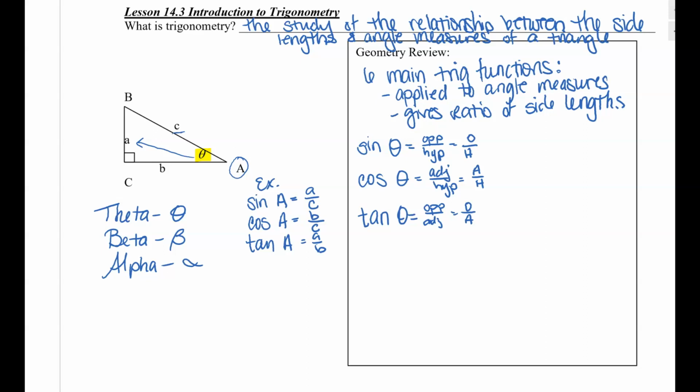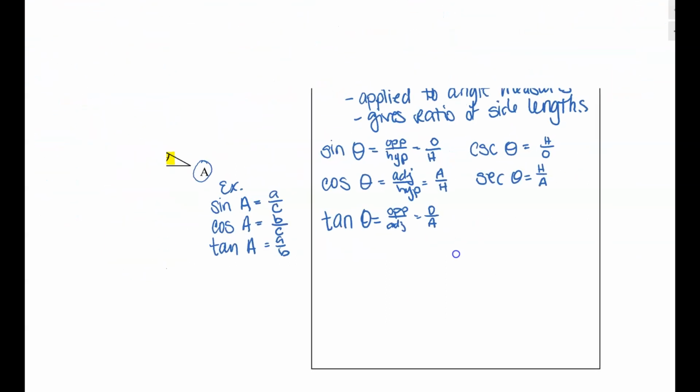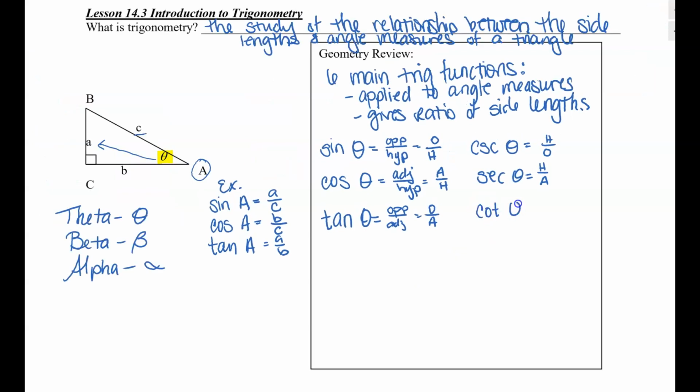They have reciprocals. The reciprocal of sine is cosecant. So that's hypotenuse over opposite. The reciprocal of cosine is secant. So that is hypotenuse over adjacent. And the reciprocal of tangent is cotangent. So the cotangent of theta is adjacent over opposite. Again, these are your reciprocals. Okay, they're not inverses. They are reciprocals.